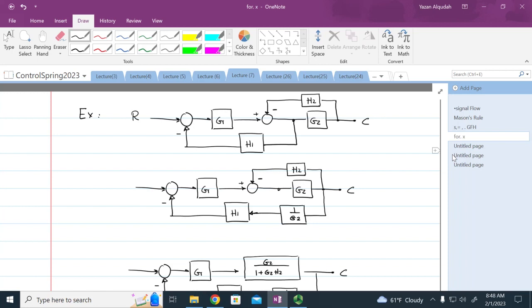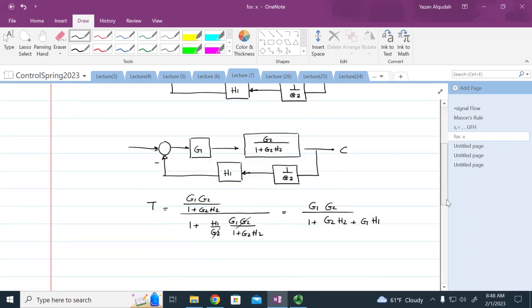Anybody else? How about if we move this H2, instead of being here, we move it to pick up from here. And then we have G2, we have a feedback loop, and then we have a feedback loop. Make sense? So the point I want to make is that there is not a single way of reducing the block diagram. There might be many ways of reducing it.